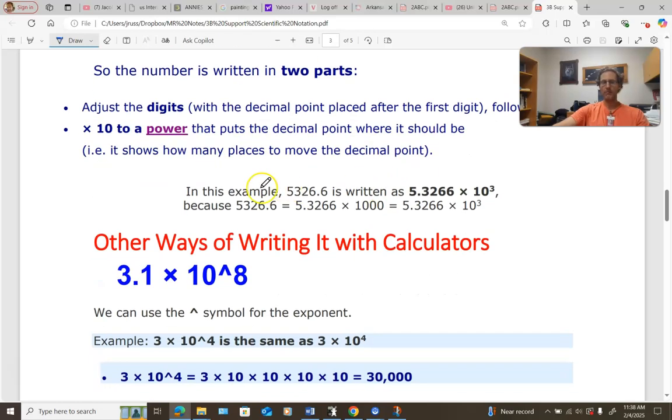So here's an example. This number, 5,326.6, you would have to move this decimal to the left 3 places to put it between the 5 and the 3. So now we have 5.3266. See, this number is between 1 and 10. And then we say times 10 to the 3rd power, because you would have to move this 3 places to the left.